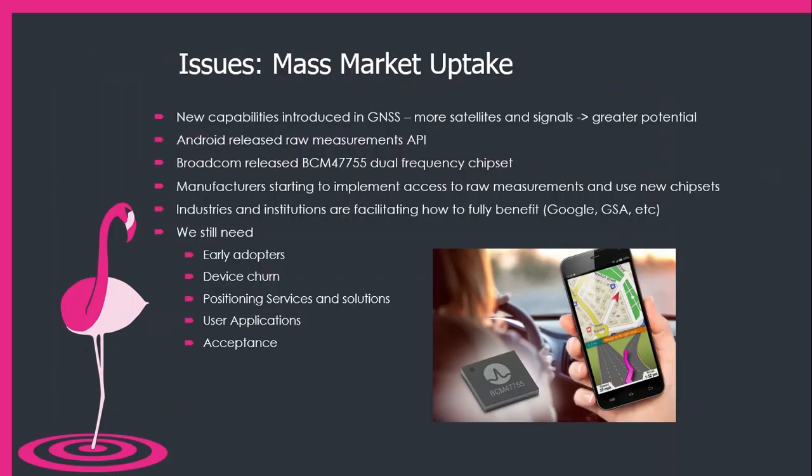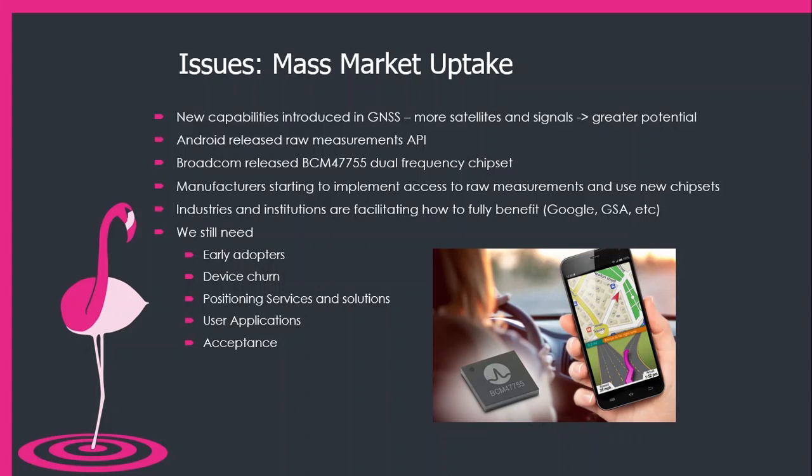Now, we have many issues with mass market uptake. New capabilities are introduced in GNSS, more satellites and signals, greater potential, and this raw measurements API and the dual frequency chipset. However, this adoption within smartphones today is very, very limited. As I showed on a previous slide, currently we've only tested Flamingo dual frequency, which is the highest accuracy you can get, on a Xiaomi Mi 8 smartphone. It's very important that you have access to the smartphone. I understand that the Huawei Mate 20 has been released, which has access to dual frequency as well, but this is untested. So at the moment, it's just Xiaomi Mi 8.